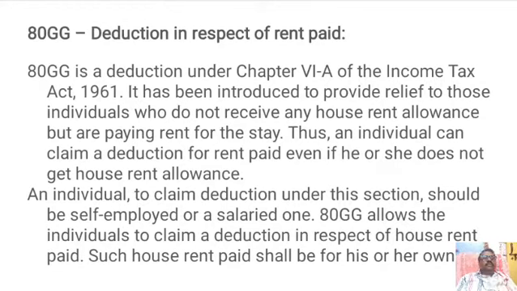Section 80GG is a deduction under Chapter VI-A of the Income Tax Act 1961. It has been introduced to provide relief to those individuals who do not receive any house rent allowance, but they are paying rent for their stay. Thus the individual can claim deduction for the rent paid even if he or she does not get house rent allowance.